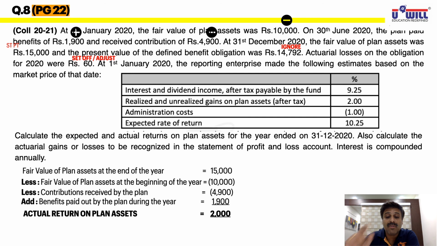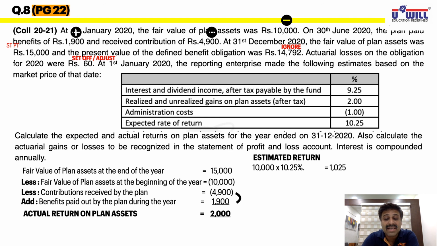Now, understand how we will find expected return, the estimated return. In the beginning of the year, our investments are 10,000 rupees. So on that 10,000, you all count 10.25% return for the whole year. We get 1,025.